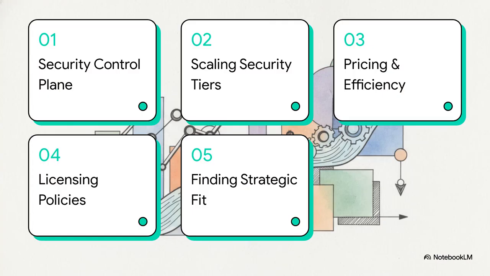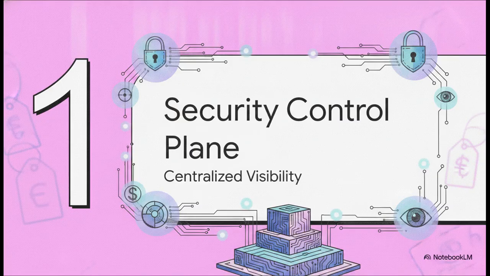Okay, so here's our roadmap for today's explainer. We'll be covering the security control plane, scaling your security tiers, pricing and cost efficiency, strict licensing policies explained, and finally, finding your strategic fit. Let's jump right into Section 1, the security control plane.